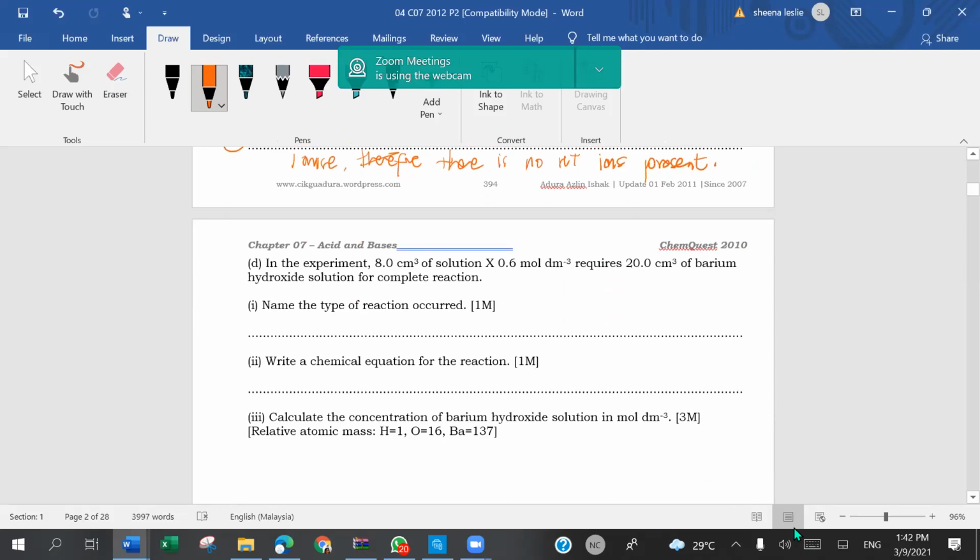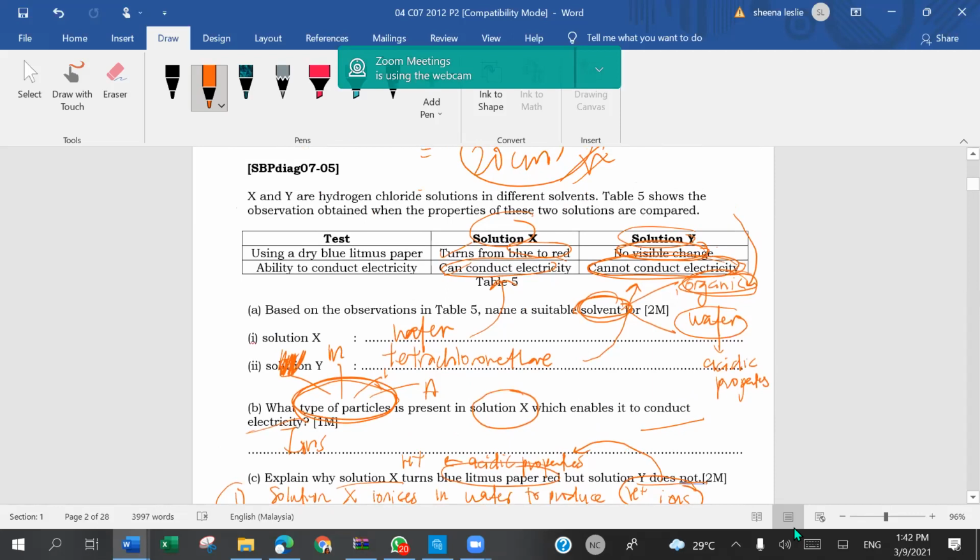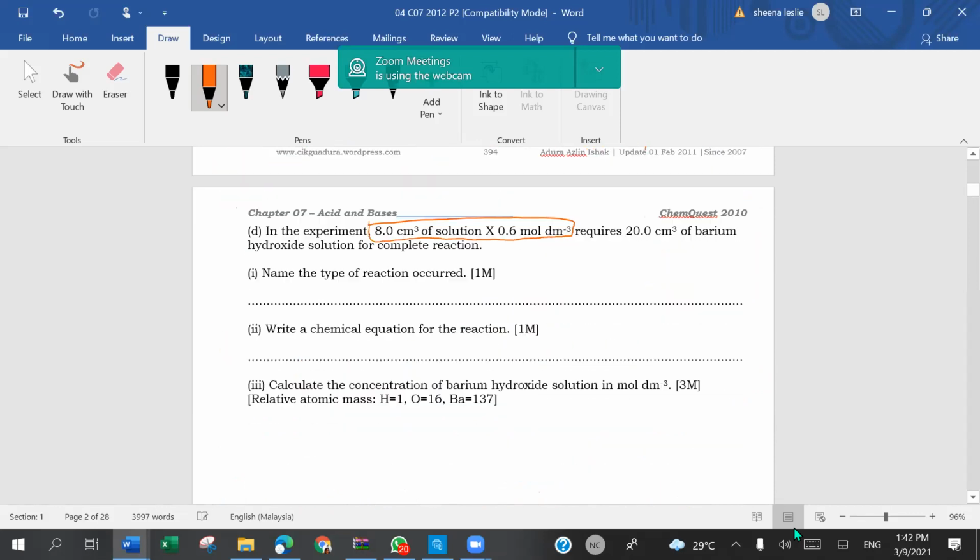Okay, next question. In the experiment, teacher had 8.0 cm cube of solution X, 0.6 mole per decimeter cube. My solution X is an acid. They say it is hydrogen chloride, so teacher writes down HCl. It requires 20 centimeter cube of barium hydroxide, my alkaline, to complete the reaction. Name the type of reaction that occurred.